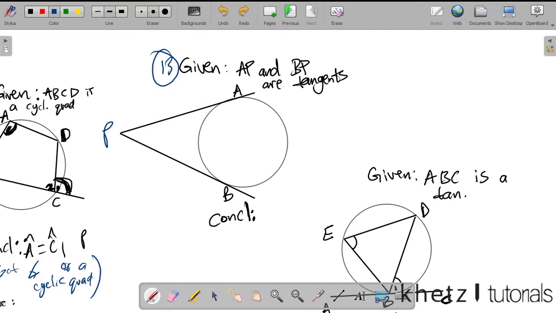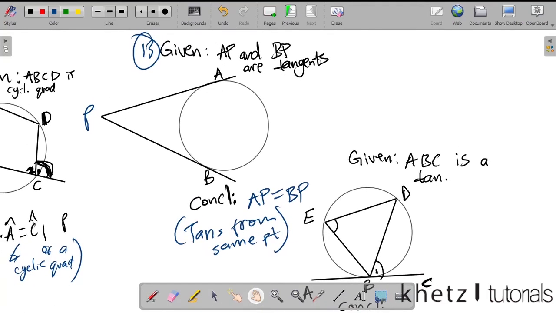Just given that diagram, we can conclude that AP is equal to BP, and the reason for that would be tangents from same point. So if you have tangents to the circle which originate at the same point, let's say P in our case, then you can conclude that those two tangents are equal.